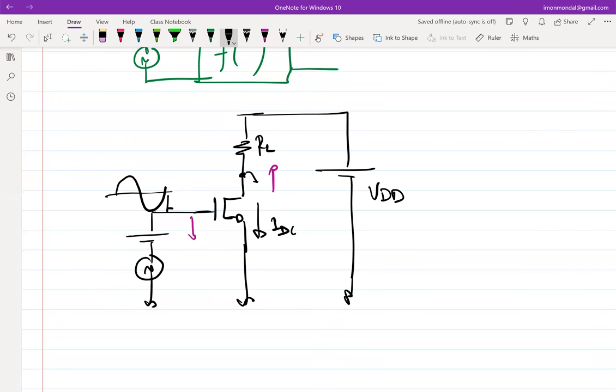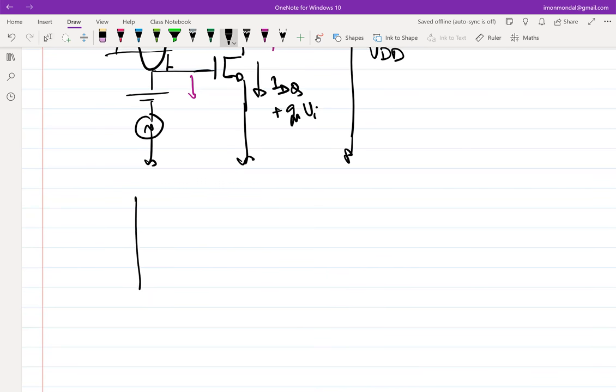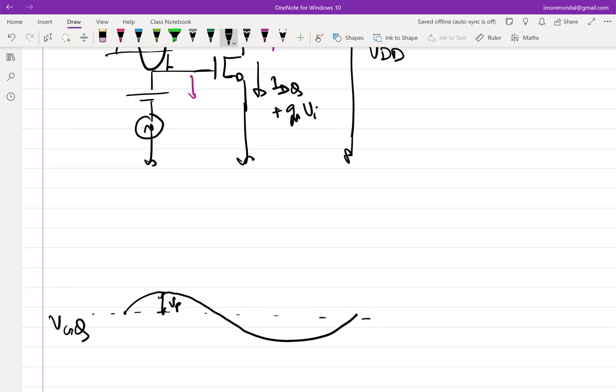This total current is IDQ plus GM times VI. So now let me draw the sine wave again. So let's say this is my input. So this is VGQ and this is VP. And let me draw the total current. So let's say this is ID. So total current started off with some IDQ, but now what will it do? Will it fall? Will it be in phase with the input or out of phase with the input? In phase. In phase, right? So it will go.